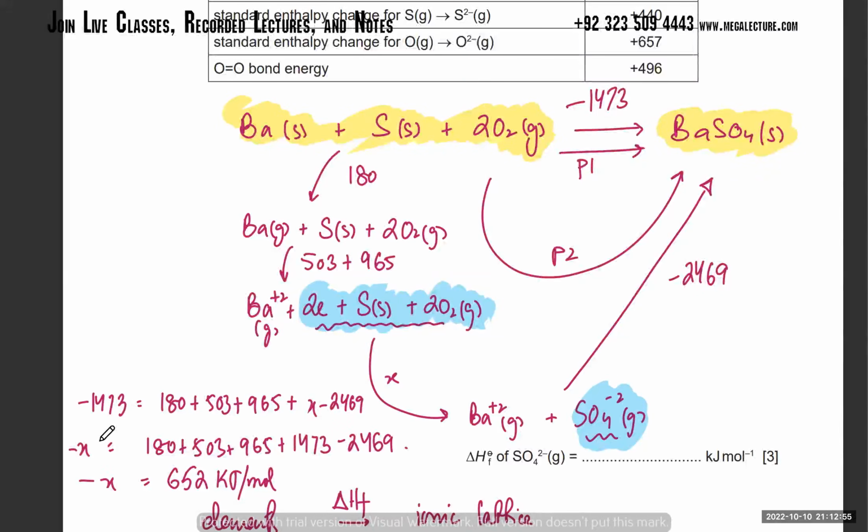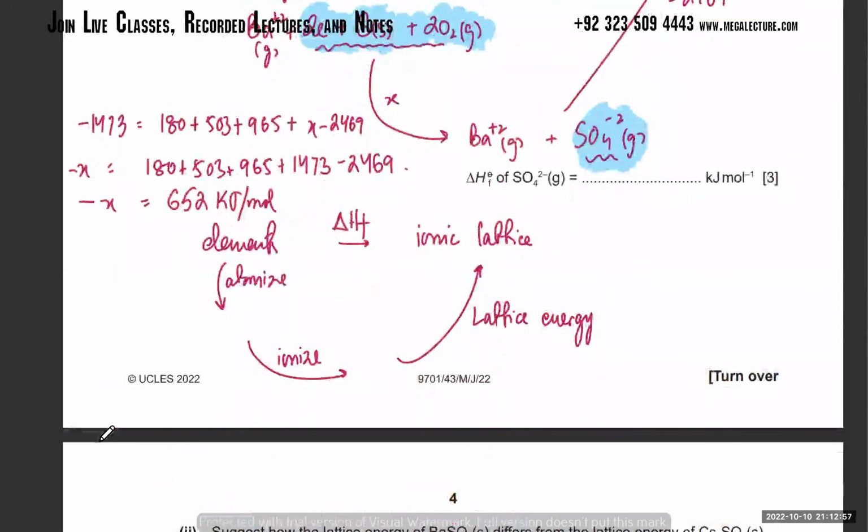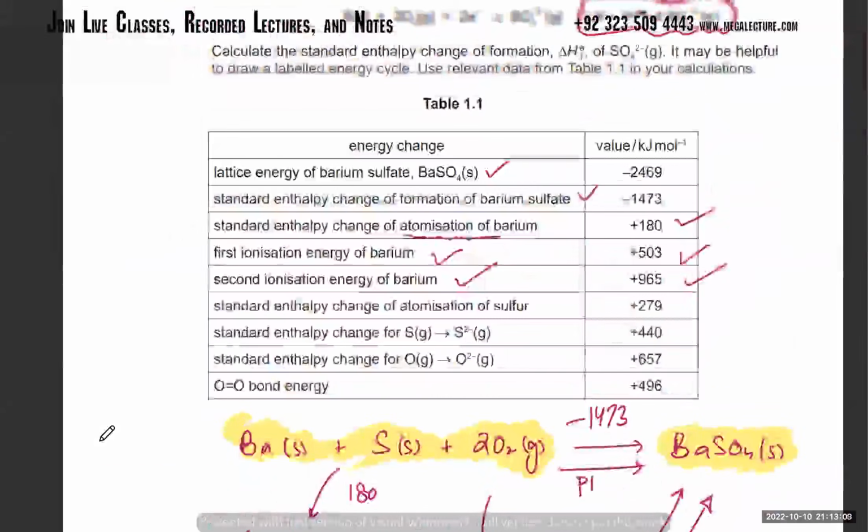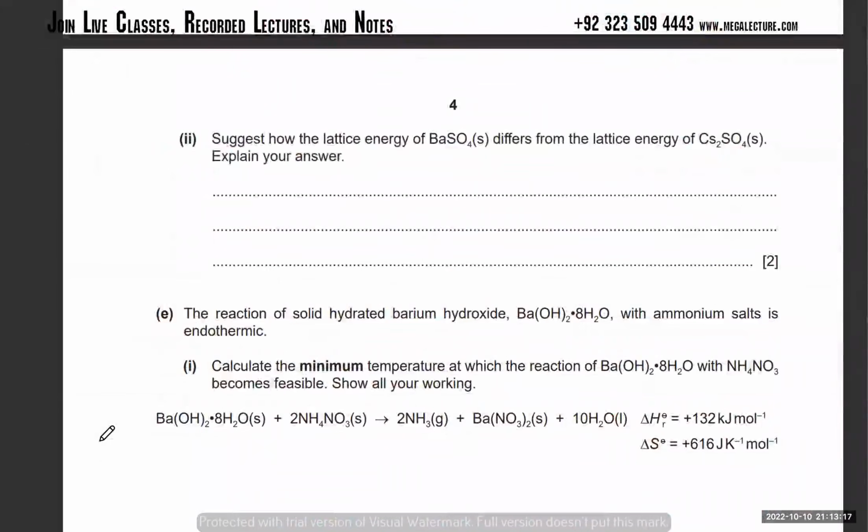So now the next, should we try and do the same paper? Yes, sir. As I suggest, how the lattice energy of barium sulfate differs from the lattice energy of Cs2SO4. I have no idea. Did they give us the lattice energy? I don't think so. So anyway, how would the lattice energy differ?